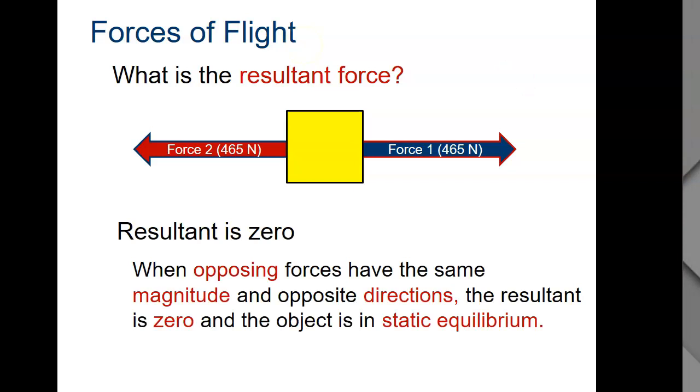So when the forces are equal and opposite, then they are at equilibrium. So the net force is zero, and it's called static equilibrium. So that means that if the object is moving, it is moving at a constant velocity. It's not accelerating, nor is it slowing down.